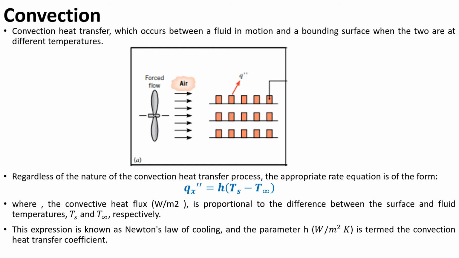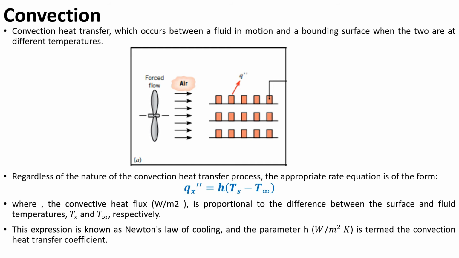The rate equation which quantifies the convection heat transfer is given by Newton's law of cooling, and it states that qx double dash is equal to h(Ts minus T infinity). Qx double dash is the heat flux, as we have learned in conduction. Nothing is different in convective heat flux and conductive heat flux. Both are heat flux, and both are the heat transfer per unit perpendicular area.